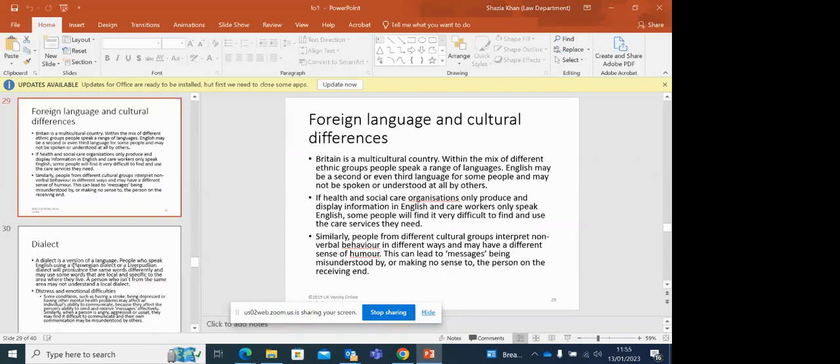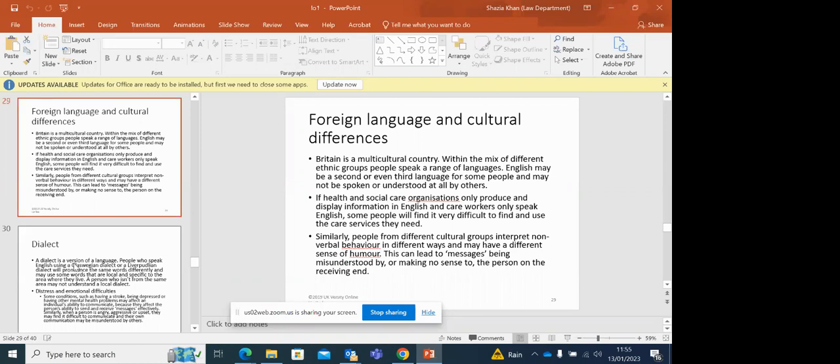Foreign language and cultural differences are quite important in regards to an individual. Because Britain is a multicultural country, with a mixture of different ethnic groups, people speak a range of different languages. English may be a second language, even a third language for some people, and may not be spoken or understood at all by others. If health and social care organisations only produce and display information in English, and care workers only speak English, some people will find it difficult to find and use the care services they need.